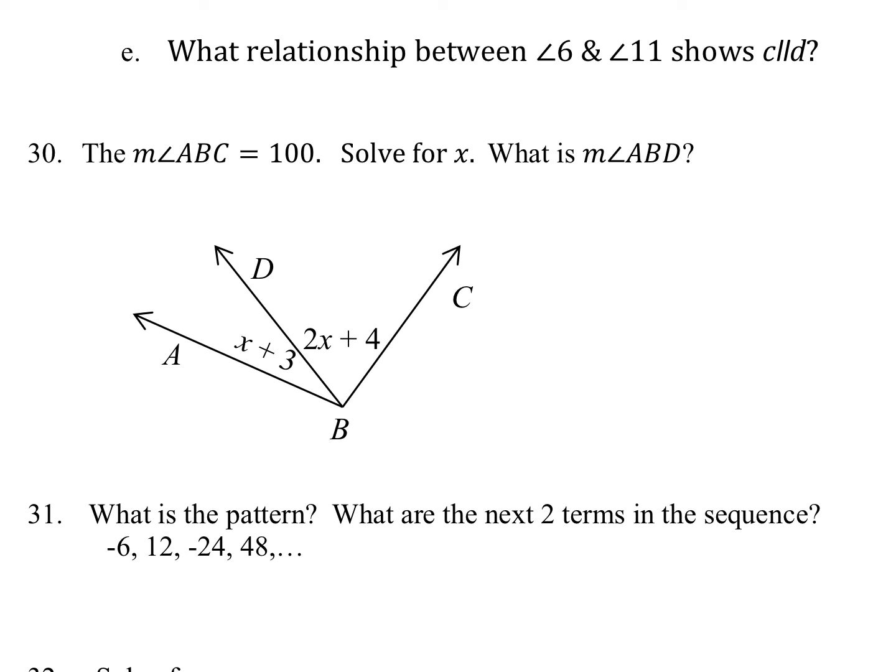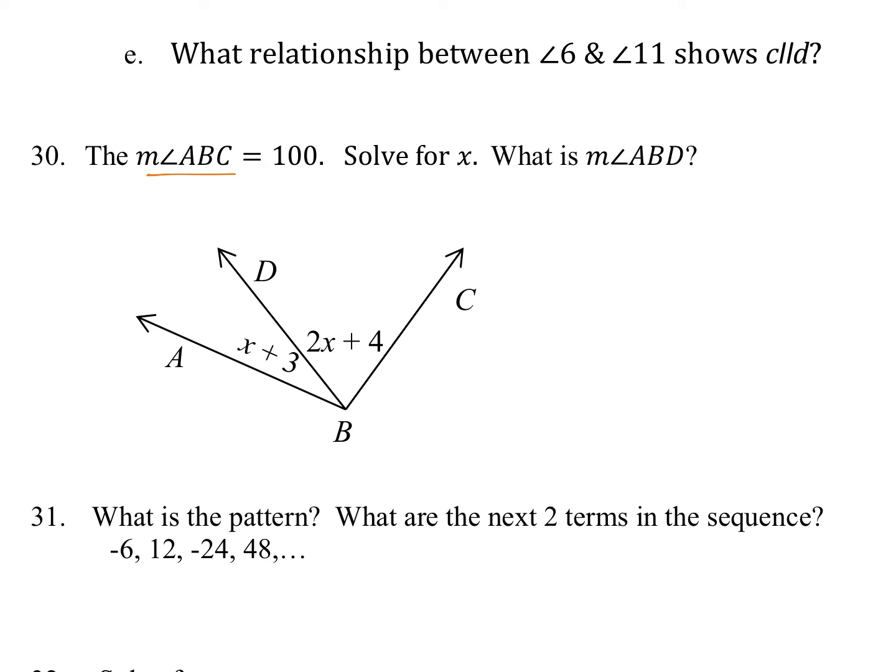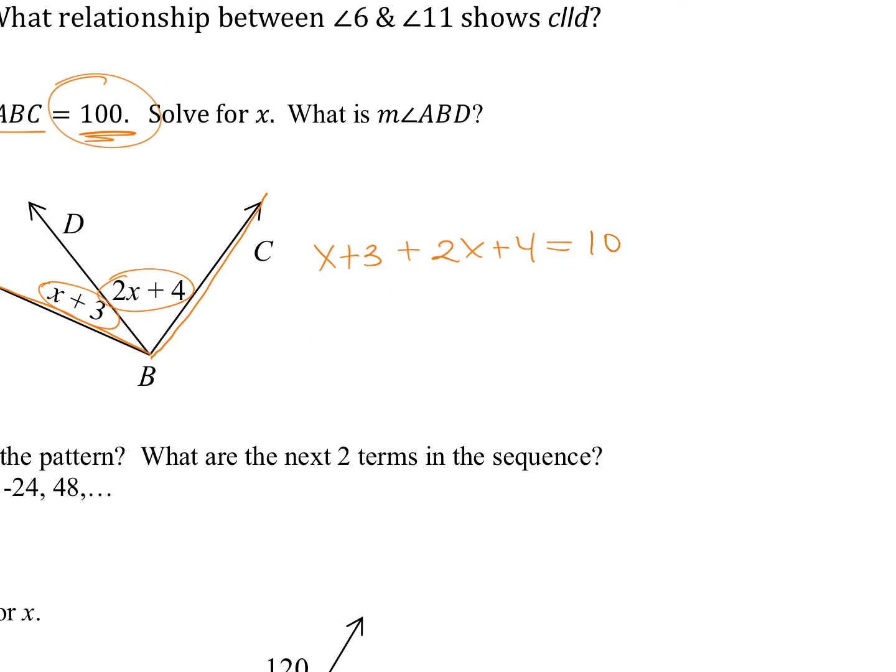Okay, number 30, it says the measure of angle ABC. So here's A to B to C. So that's the whole angle, right, is 100. We know the two parts of the angle. So what you're going to do is add those two together, x plus 3 plus 2x plus 4, and set it equal to the total. So set that equal to 100.